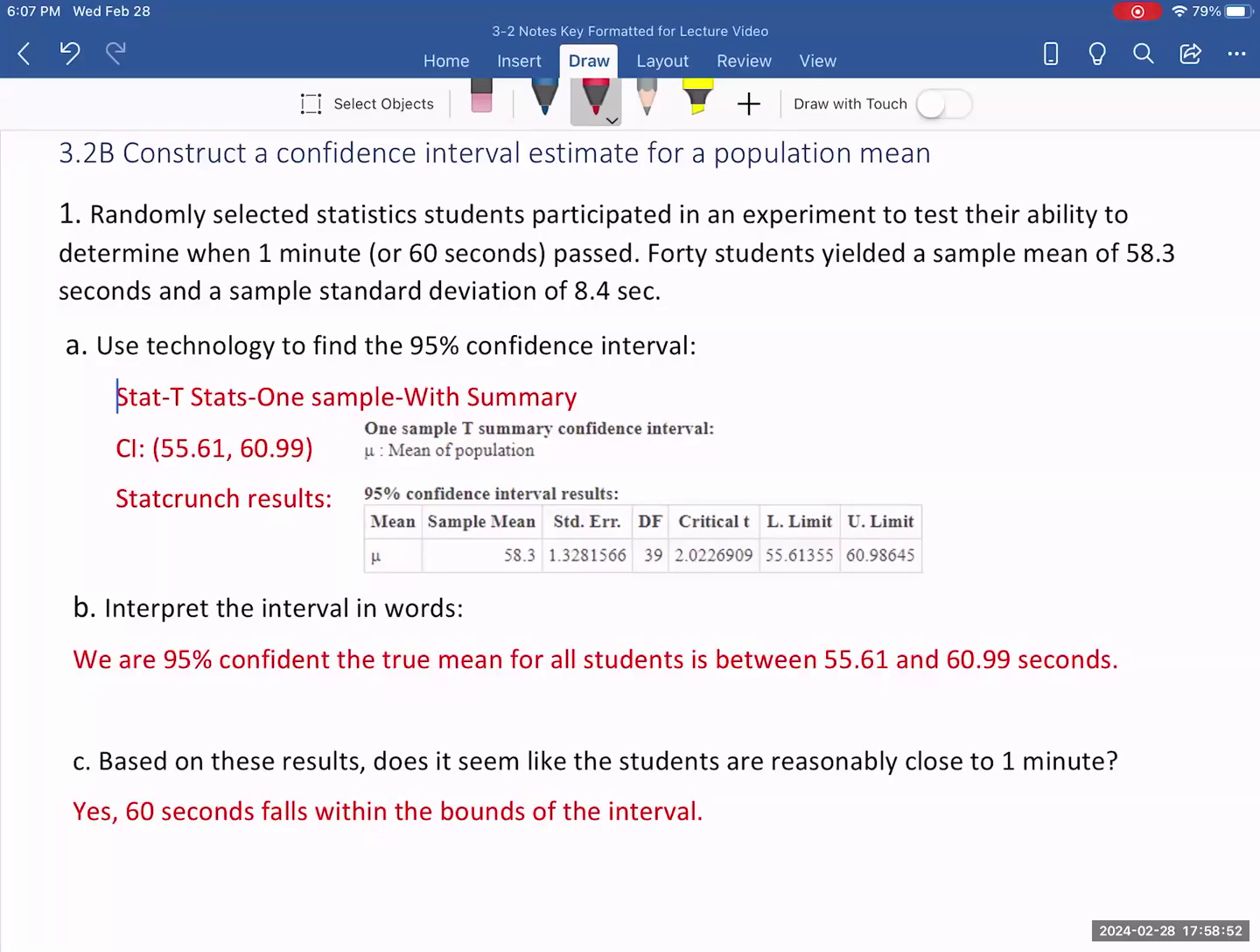Hey, Christina. Hey, Susan. Let's build a confidence interval.